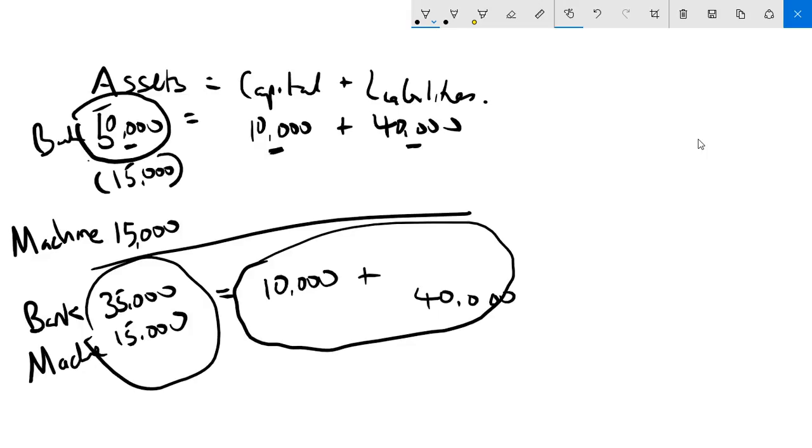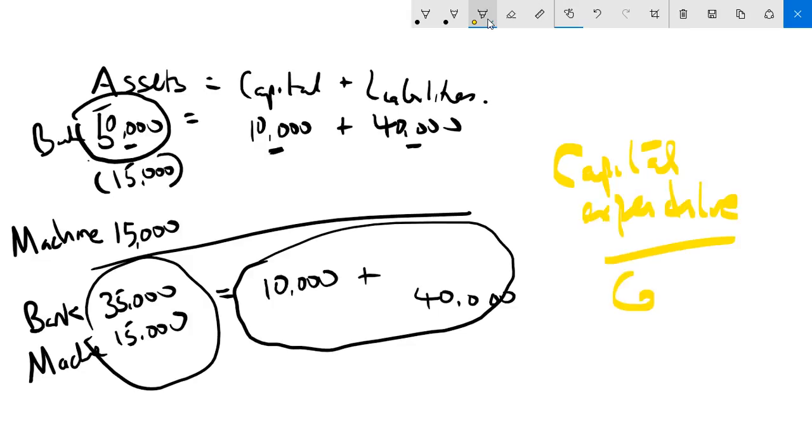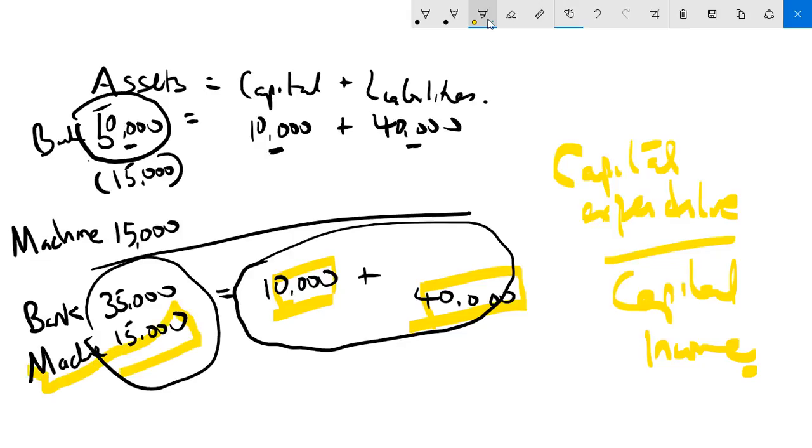Okay, right. So this comes to our first learning objective, which we want to satisfy. One of the learning objectives was, what is capital expenditure and what is capital income? Well, my friends, this is capital income, and this machine here is capital expenditure. So what does that mean?